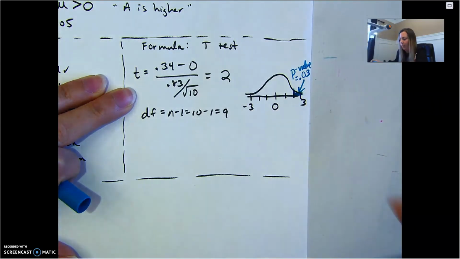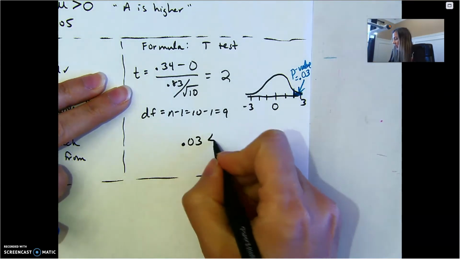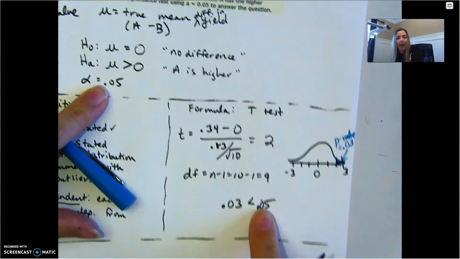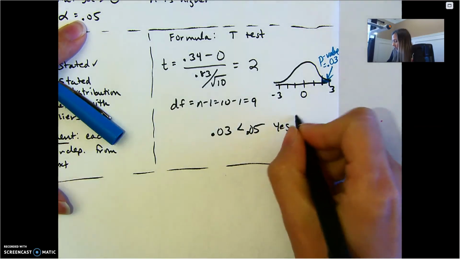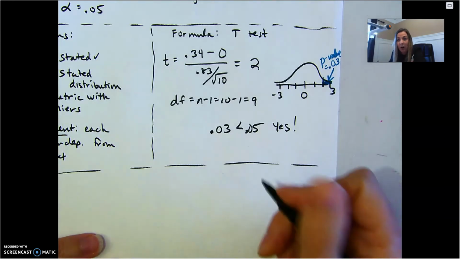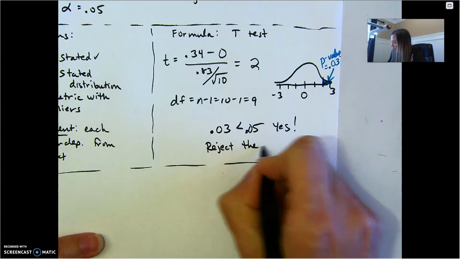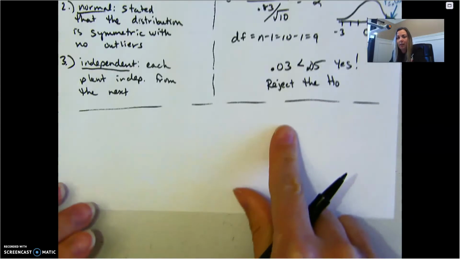So now we conclude. Is our p-value 0.03 smaller than that cut score that we declared at the beginning, 0.05? Yes, 3% is smaller than 5%. So if the p is low, reject the null. So we would reject the null hypothesis.